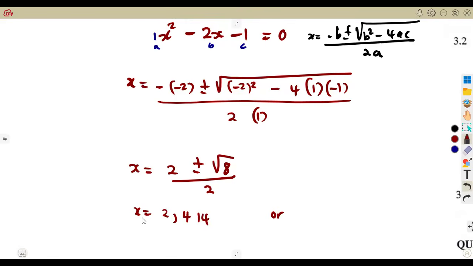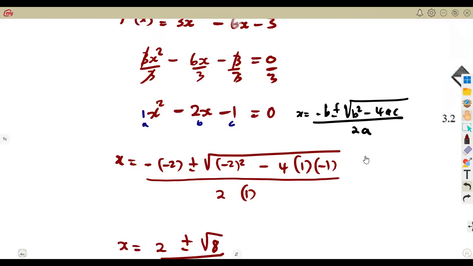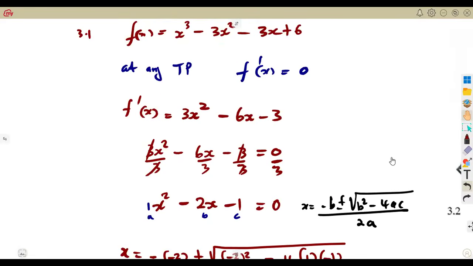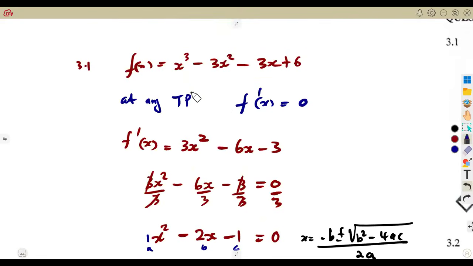And the other one, so let's just call this x1, or another x, just going to consider x2. On a minus, you are going to get minus 0.414 to 3 decimal places. Then substitute this into the original function now, because you need the corresponding y values. You substitute into the original function.